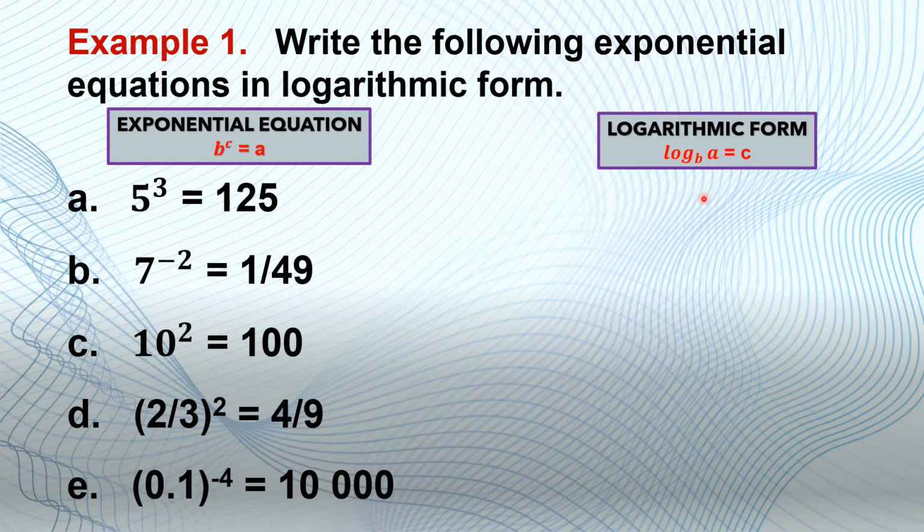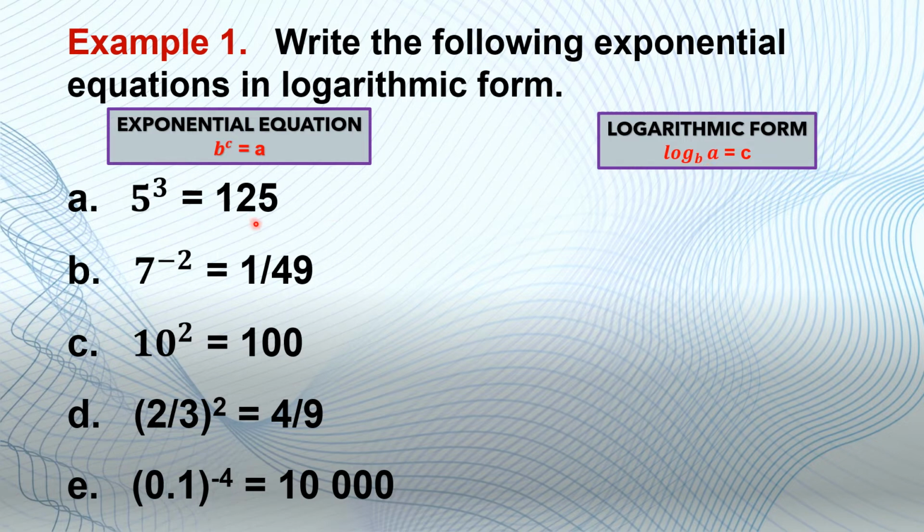So as you can see, our base in the exponential equation is also the base in our logarithm. And our exponent in the exponential equation is the answer in logarithmic form or logarithmic equation. And the answer in the exponential equation, which is denoted as a, is the number written beside the logarithm.